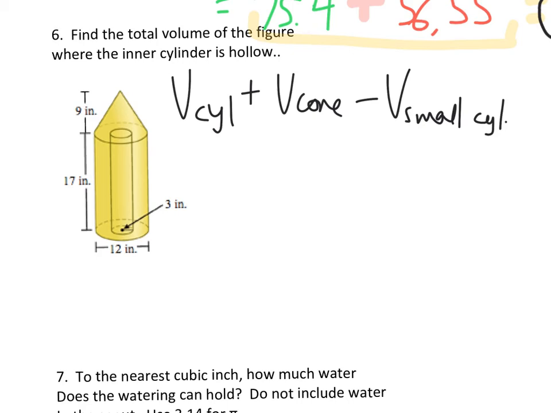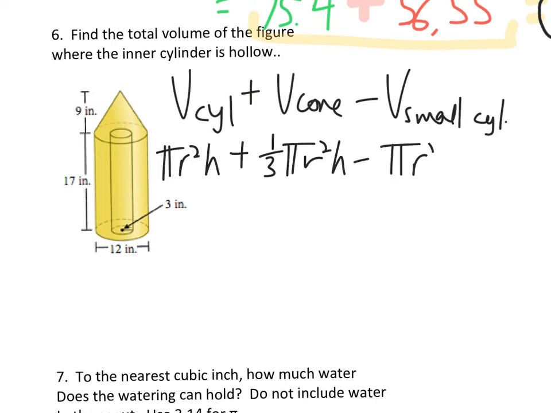Now remember, because this is a hollow little cylinder here, there's no volume in there, okay? That's why we're subtracting it out. It's inside of the big one, so that's why we're subtracting it out. All right, so let's write down our formulas here. Volume of the cylinder is pi r squared h. Volume of the cone is 1/3 pi r squared h minus volume of the small cylinder. So cylinder is still pi r squared h, but our radius will be different for the small cylinder than it is for the big cylinder.